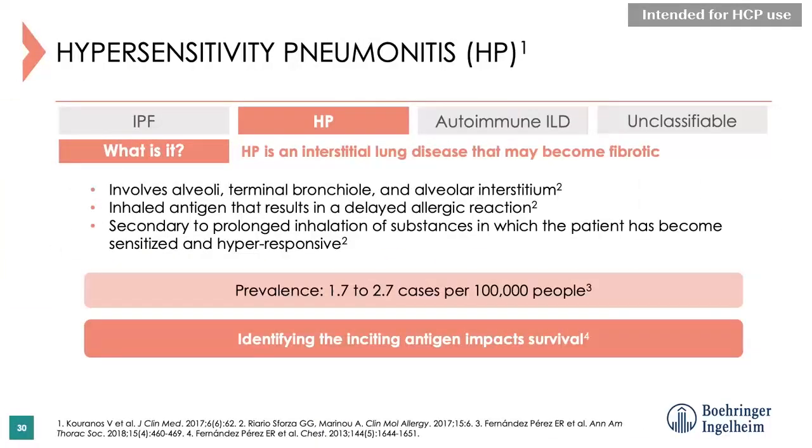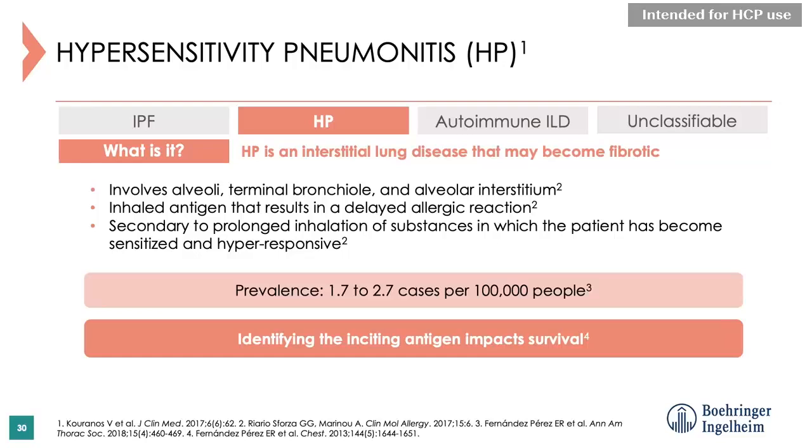So next, we're going to move on to hypersensitivity pneumonitis. So this is an interstitial lung disease that has variable degrees of inflammation that can result in fibrosis towards the end stage of the disease. So this involves the alveoli, the terminal bronchiole, and the interstitium. Inhaled antigens are generally what cause the disease, although we don't always know what antigen it is that causes it.